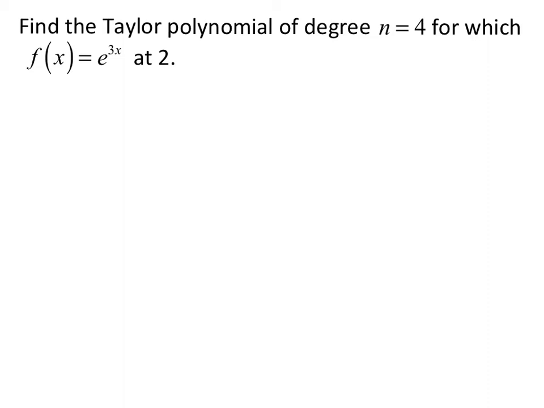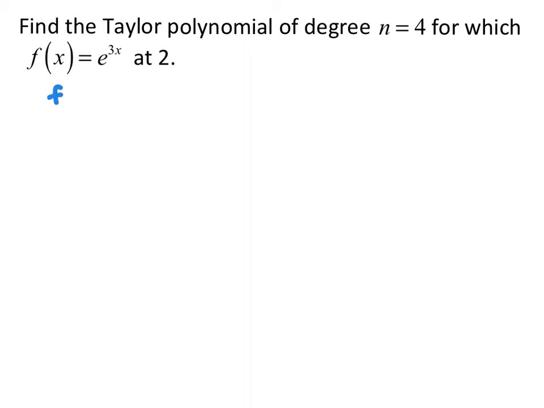It says, find the Taylor polynomial of degree n equals 4 for which f of x is equal to e to the 3x at 2. So my center is 2. My function that I'm trying to expand into a Taylor polynomial is e to the 3x. And so because I want a degree of 4, that means that my coefficients are going to have to go to the fourth derivative of f of x. So what I want to do first is go with my f of x and calculate all the way down to the fourth derivative of that.